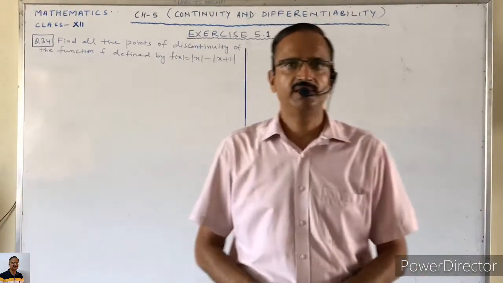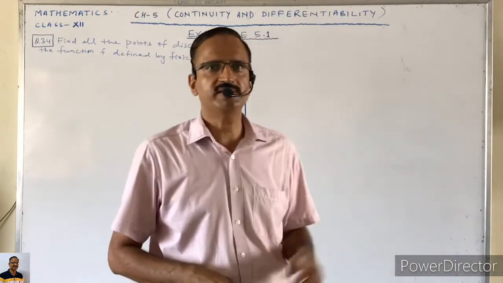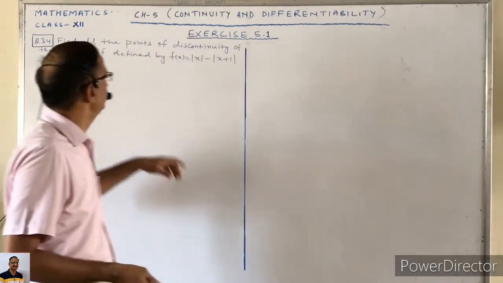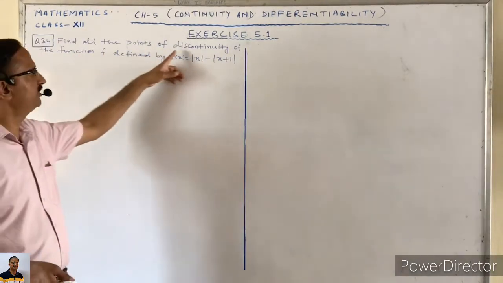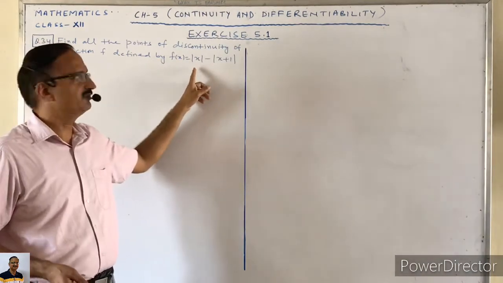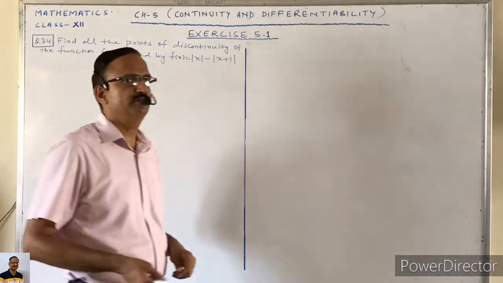Hello students, in this lecture we are going to discuss question number 34 from exercise 5.1 of class 12 mathematics. The question is: find all the points of discontinuity of the function f defined by f(x) = |x| - |x + 1|.